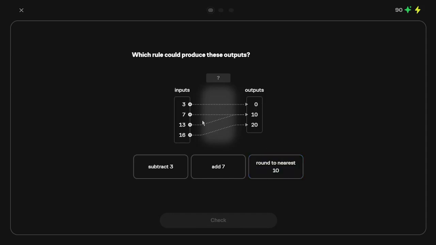And round to nearest 10. 3 rounds to 0, correct. 7 rounds to 10, correct. 13 rounds to 10, correct. 16 rounds to 20, correct.